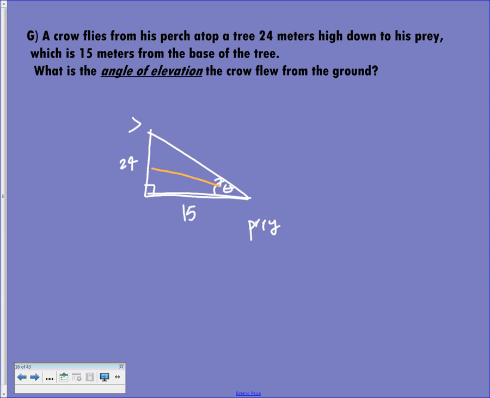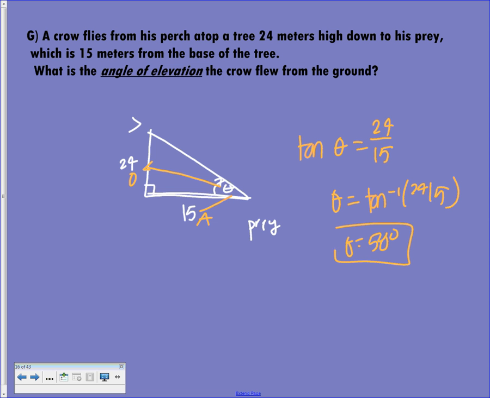Okay, so from there, my 24 is opposite and my 15 is adjacent. So opposite and adjacent would be tangent. So I'd say tangent of my angle would be 24 over 15. Again, some of you are maybe thinking it should be 15 over 24 just because it's typically the smaller number on top. That is not true, okay? It's whatever side is opposite over the adjacent. So then my theta will be tan inverse of 24 over 15. So my theta here is 58 degrees. That crow is beelining it down, okay?